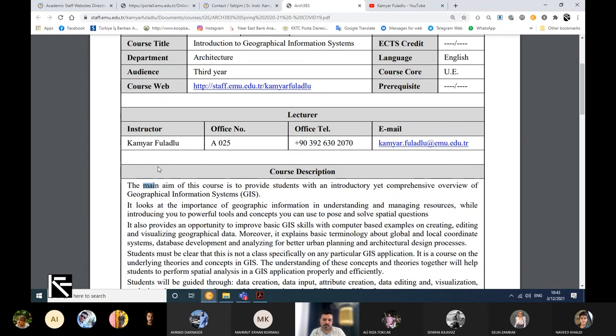I don't want to call it a course, because in this semester I'm going to give you new knowledge. I don't know if any of you have heard about GIS, or Geographical Information System, before, but as architects, I think most of you, when you graduate, want to make a business.